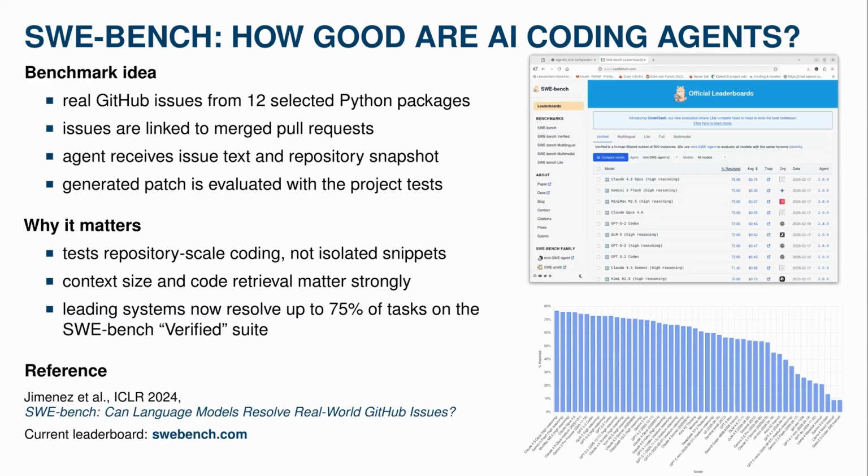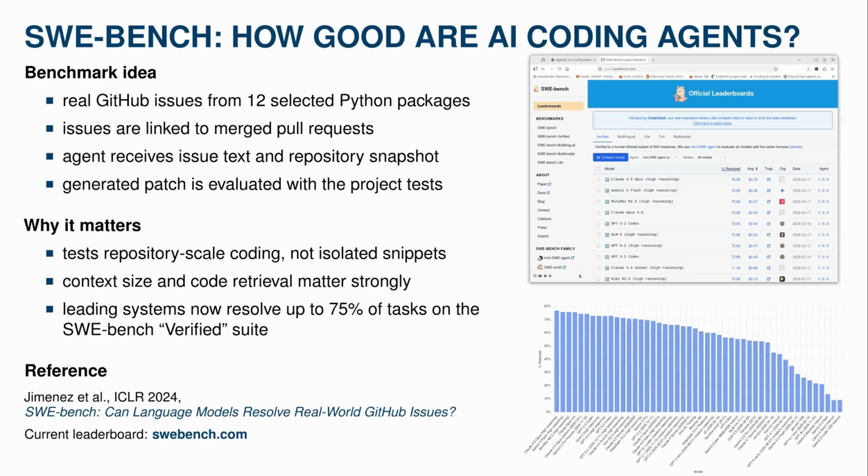And what they found is primarily that the context size and code retrieval matter strongly. So you need to make sure that your AI model can handle a proper range of tokens to keep really all the important information in its working space. And another aspect is if you have a very large code base, you need to make sure that you really find the proper files and functions to work on.